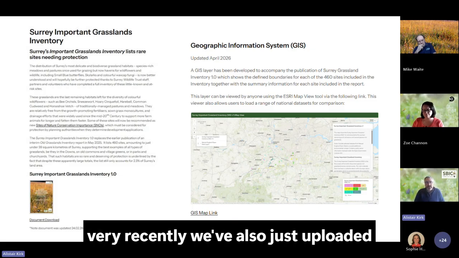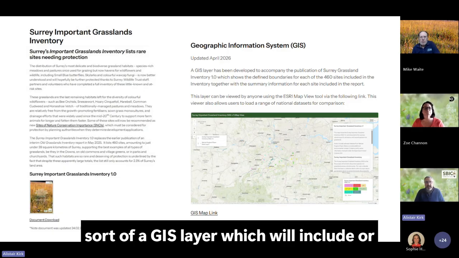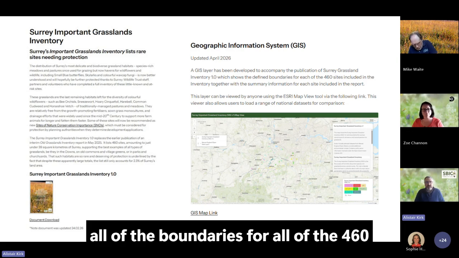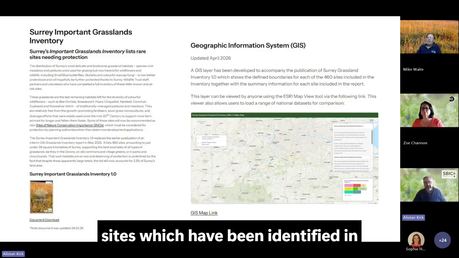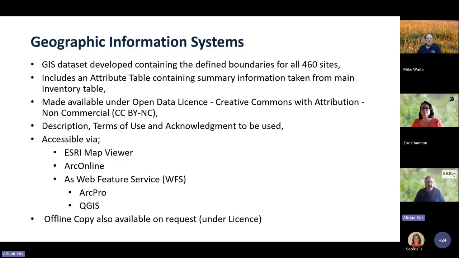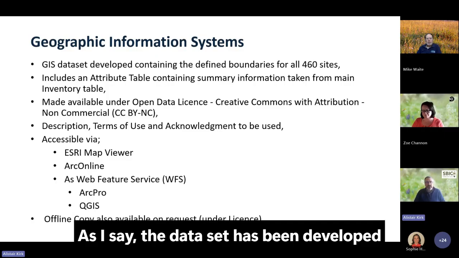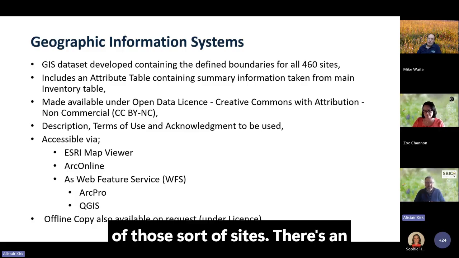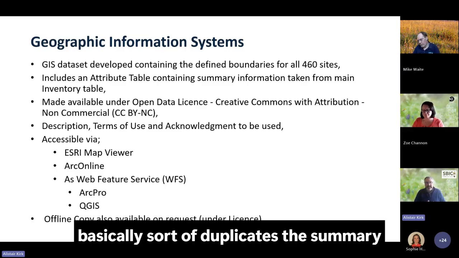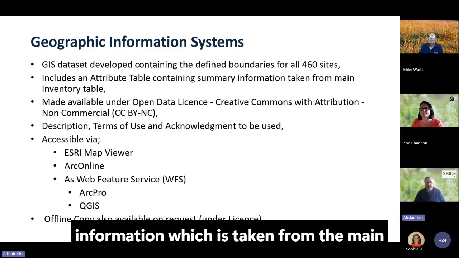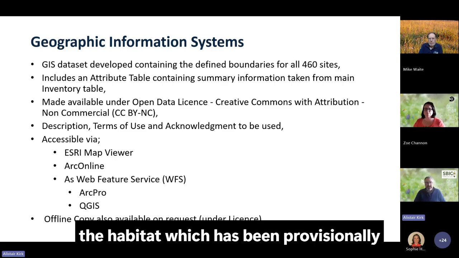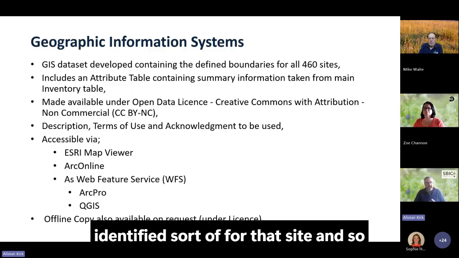And very recently, we've also just uploaded a GIS layer, which contains all of the information, all of the boundaries for all of the 460 sites which have been identified in version 1 of the inventory. So just a little bit more about that. As I say, the data set has been developed to contain the defined boundaries for all of those sites. There's an attribute table that goes with the actual boundary layer. So that basically duplicates the summary information which is taken from the main inventory table. So it provides the unique identifier, information about the habitat which has been provisionally identified for that site, and so on and so on.